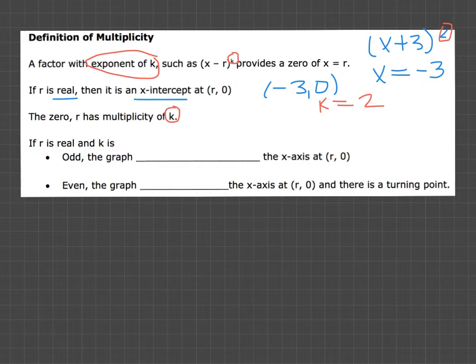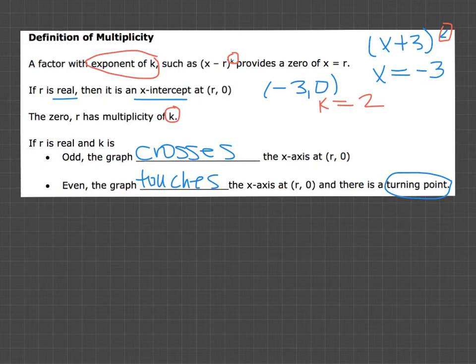Okay, now what does that have to do with graphing? Well, here we're going to find out. If the 0 is real, and k is odd, the graph is going to cross the x-axis at that x-intercept. If k is even, the graph touches the x-axis at that x-intercept, and there is a turning point. Okay, now let's use that information to finish the graph that we started.